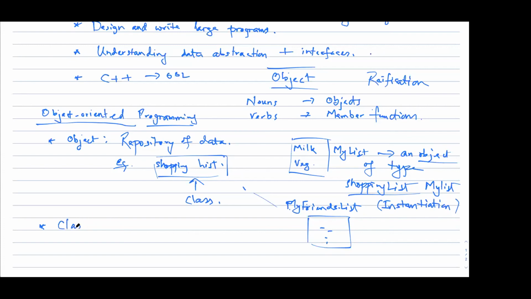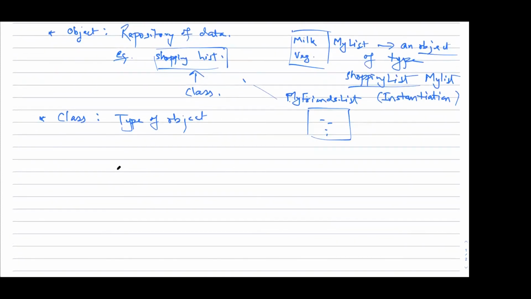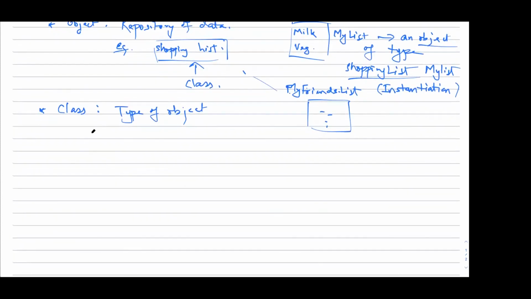So what is a class now? A class is a type of object. For example, there could be different types of list. You can have shopping list as a class, but that shopping list is significantly different from a shopping cart. So these could be two different types of objects, and therefore they can be different classes.